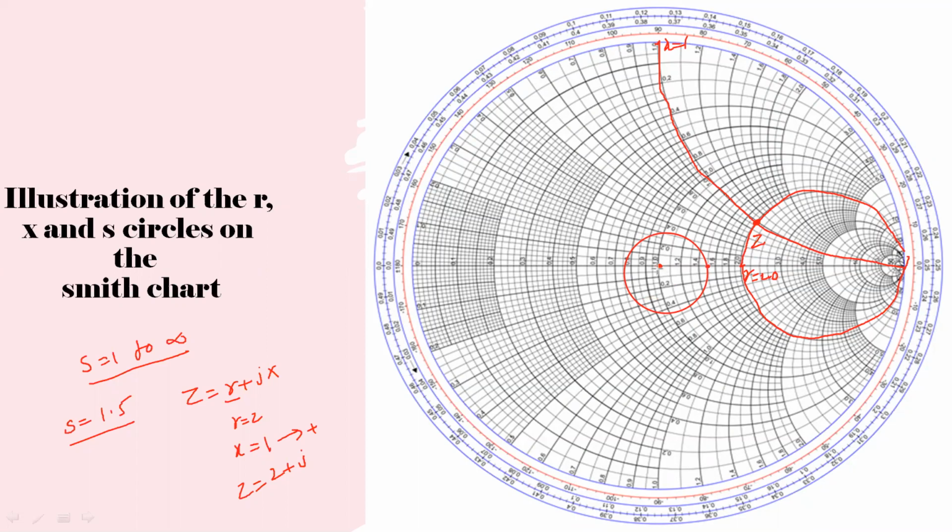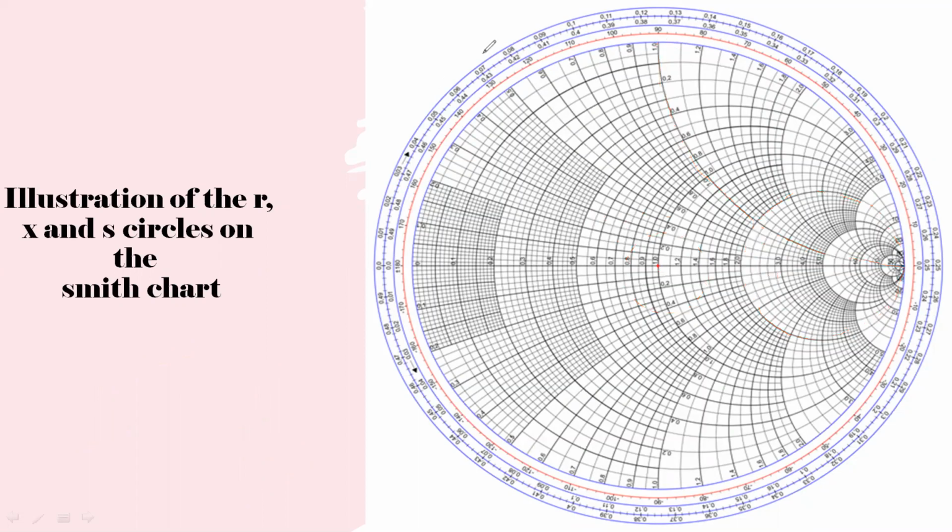Take a compass, take the radius from 1 to 1.5, and draw the circle. This circle is called the S circle. You have to take the radius of this portion using the compass and draw the circle around it, and that is the S circle. So this is a brief identification of X and R values on the Smith chart.